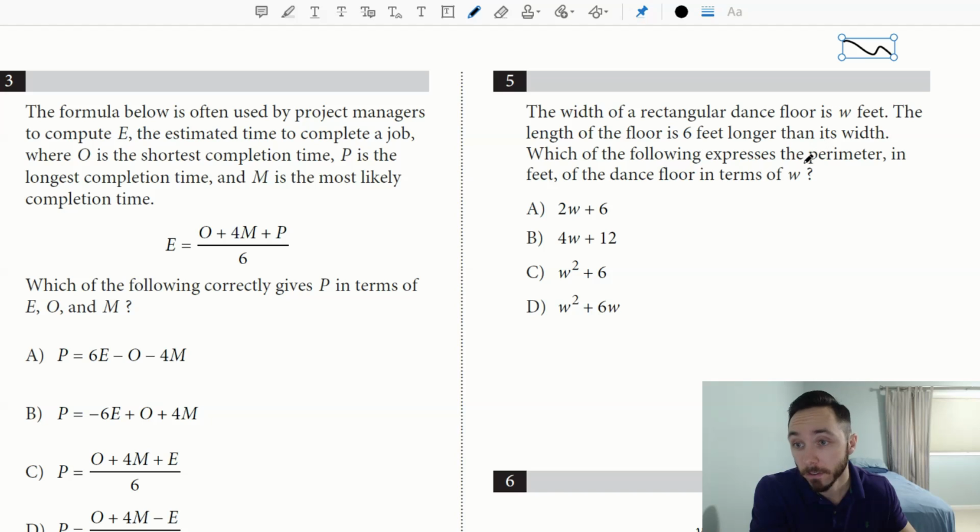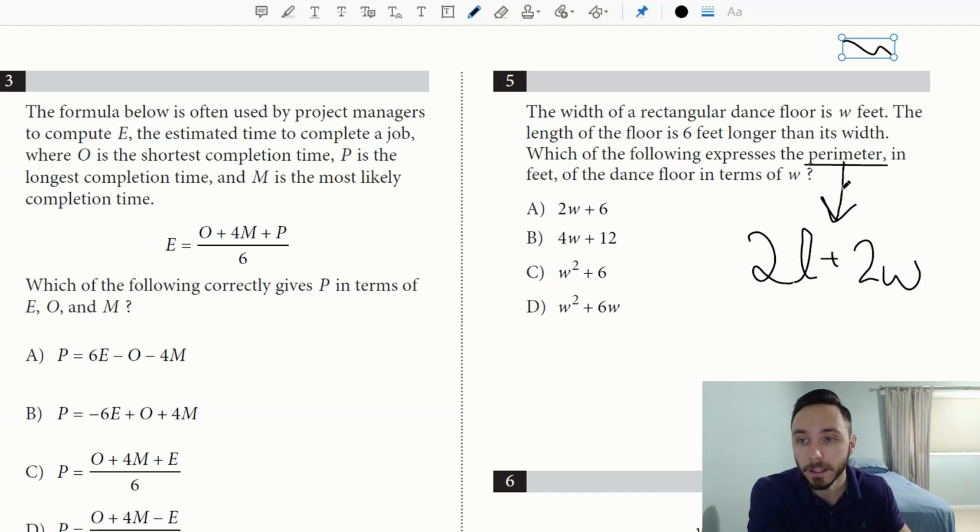It's asking for a perimeter, so I know it has to do with perimeter, and it's a rectangle, so I know the perimeter of a rectangle. Perimeter is just you add up the sides, right? So there happens to be an equation for the perimeter of a rectangle. It's 2 times the length plus 2 times the width. All right, so we're writing this in terms of W, so this 2W is good to go.